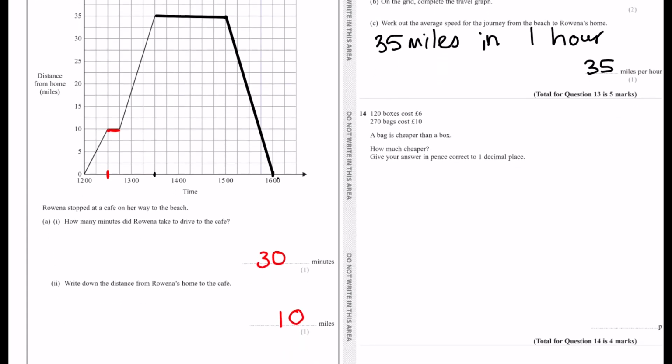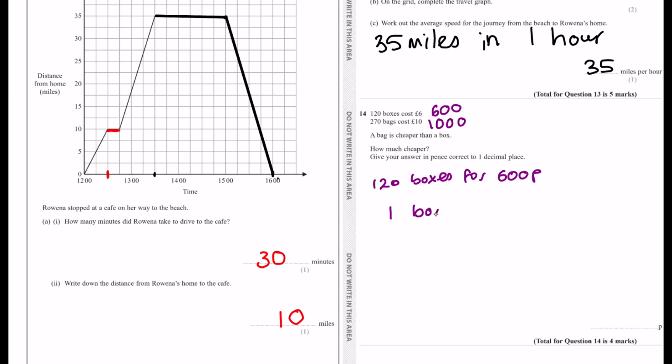Question 14. 120 boxes cost £6. 270 bags cost £10. A bag is cheaper than a box. How much cheaper? Give your answer in pence to one decimal place. So that's 600 pence is £6 and 1,000 pence is £10. So 120 boxes for 600p, and we want to know the price of a box. So we do 600p divided by 120.